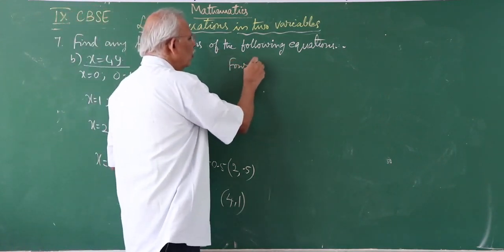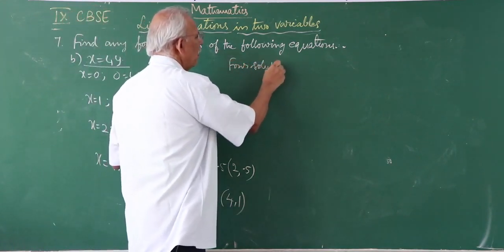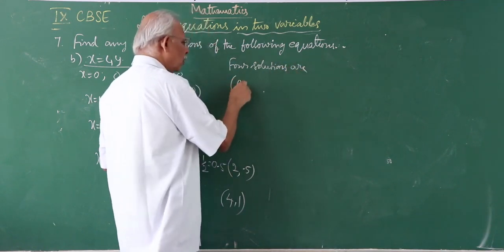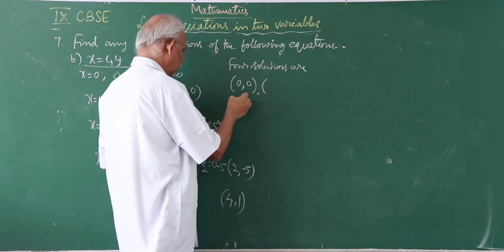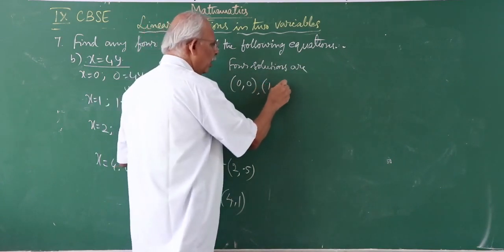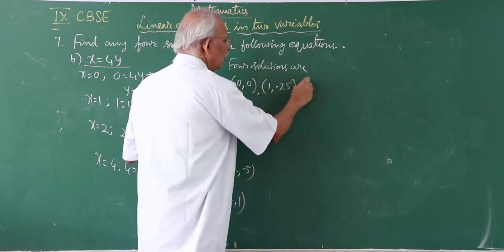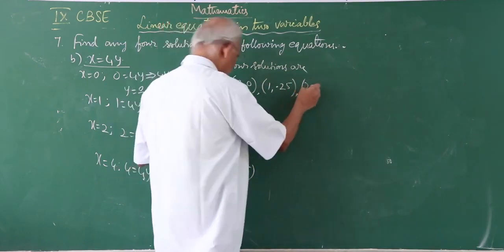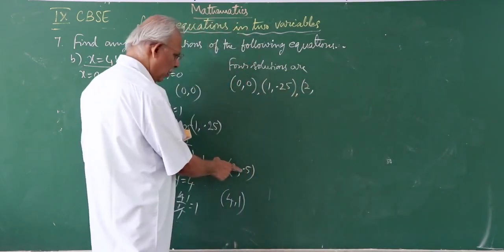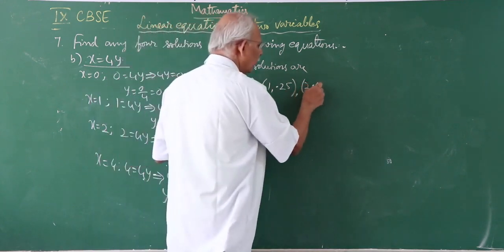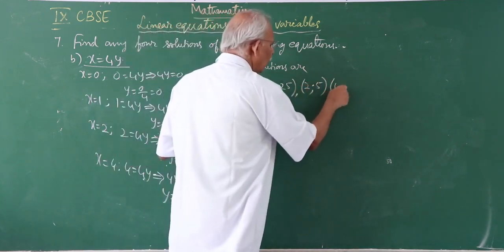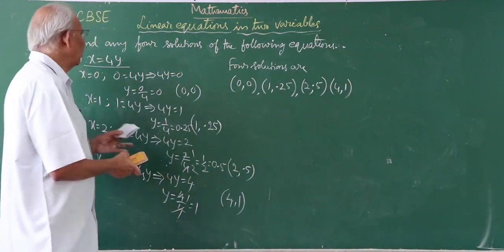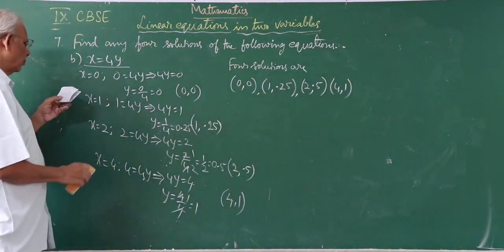Right. 4 solutions are (0, 0), (1, 0.25), (2, 0.5) and (4, 1). In this way.